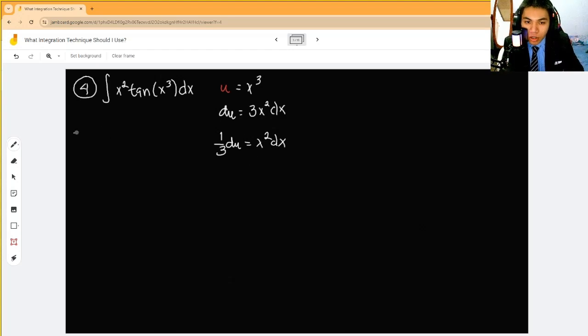So now we have 1/3 of the integral of tangent of u du. Okay, and we can do this legitimately, but the integral of tangent u is just the ln cosine of u, right? The negative ln, yeah, negative ln cosine.